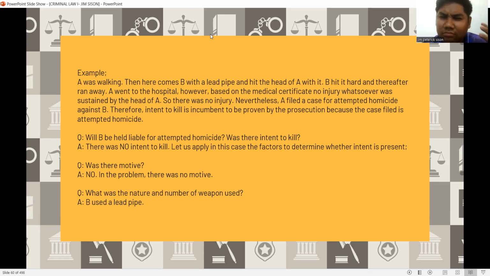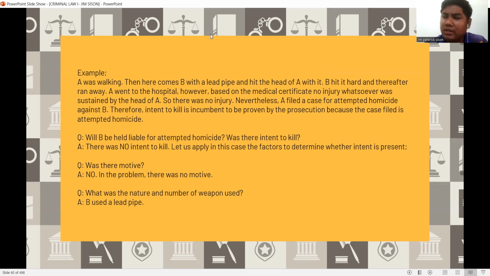Was there intent to kill? The answer is no. There was no intent to kill. Why? Let us apply, in this case, the factors to determine whether intent is present. In the example given, there was no intent to kill. Okay? Second question, was there motive? The answer is no. There was no motive.